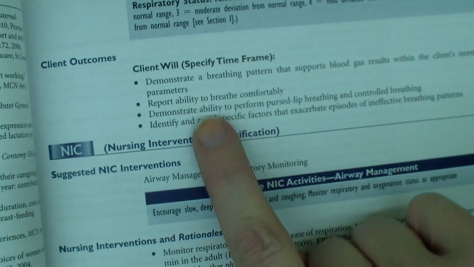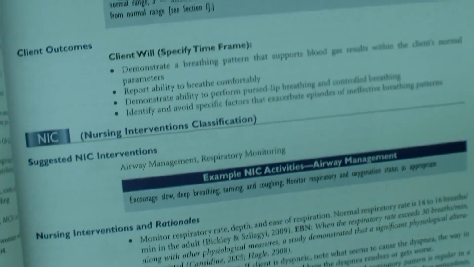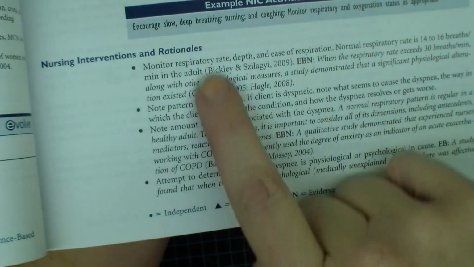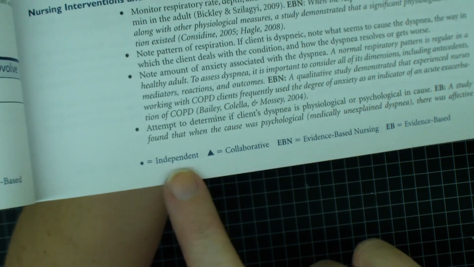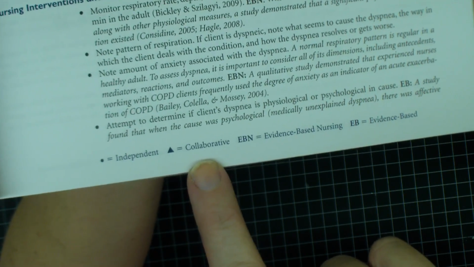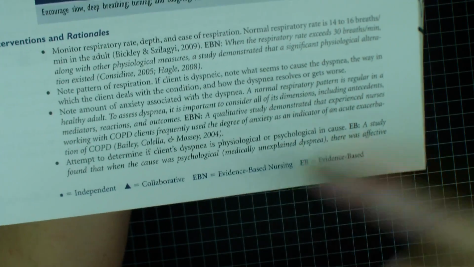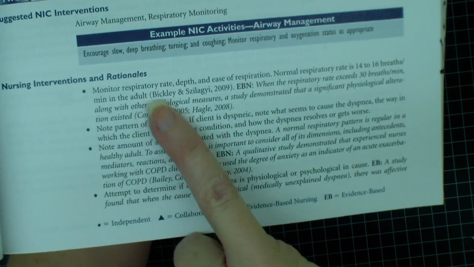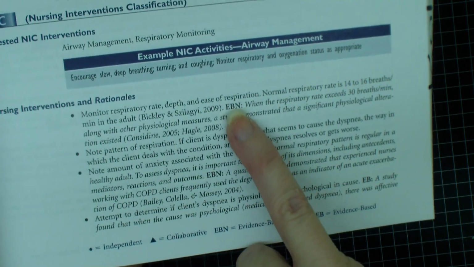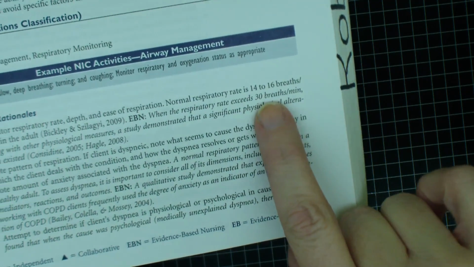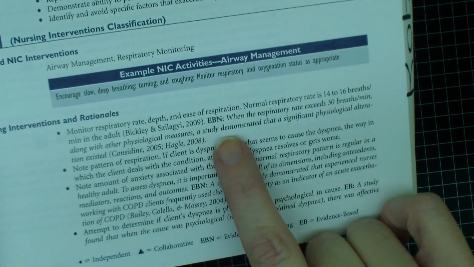Client outcomes. What do we want to happen? And then these are nursing interventions and rationales. If it has a dot in front of it, it's independent. A triangle means collaborative. You're going to be working with other people, evidence-based nursing, and so forth. So we're going to monitor their respiratory rate, depth, and the ease of how they're breathing. And then it tells you the normal respiratory rate is 14 to 16 breaths a minute in the adult.